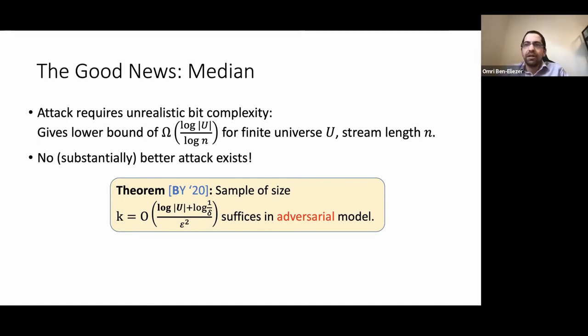The good news, however, is that this attack, in some sense, requires unrealistic assumptions. It requires unrealistic bit complexity. And if we have a universe U, then the actual lower bound that we get is logarithmic in the size of U. So in other words, if we only have polynomial in N many elements in the universe where we can pick elements, then this lower bound is just a constant. And the good news is that no substantially better attack exists. So with Eilon, we showed an upper bound that also has this log of the universe size and the usual suspects, the epsilon squared and the log 1 over delta.